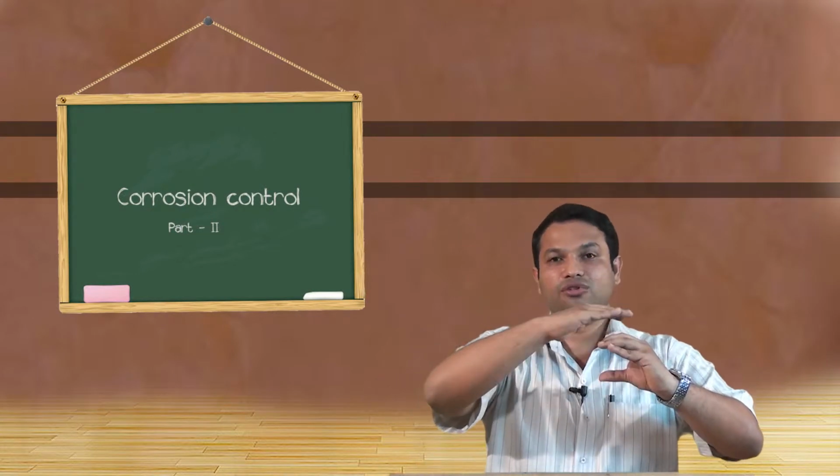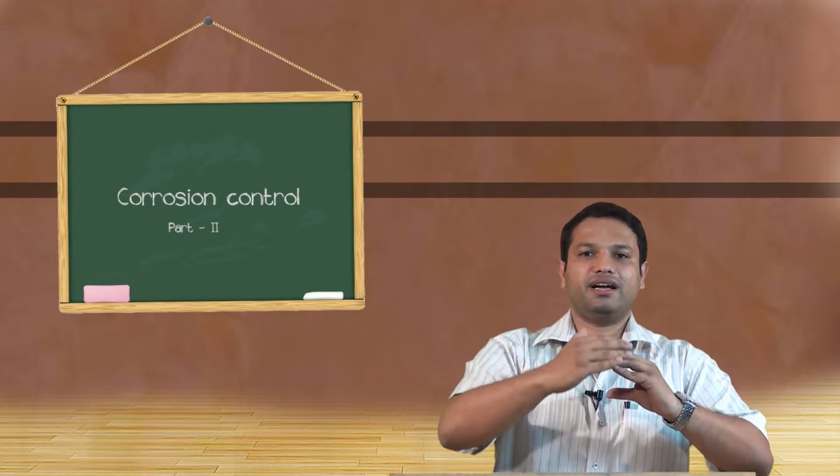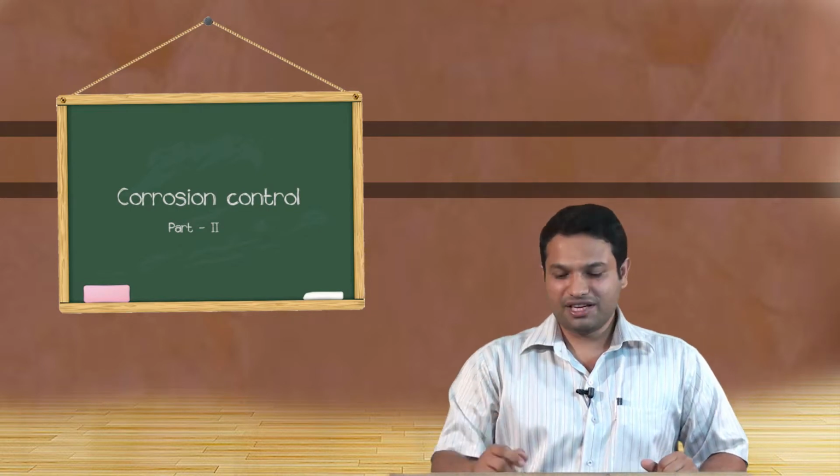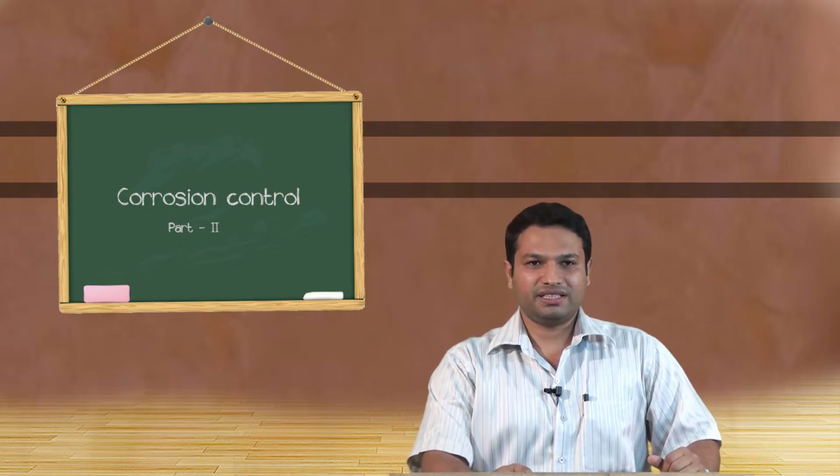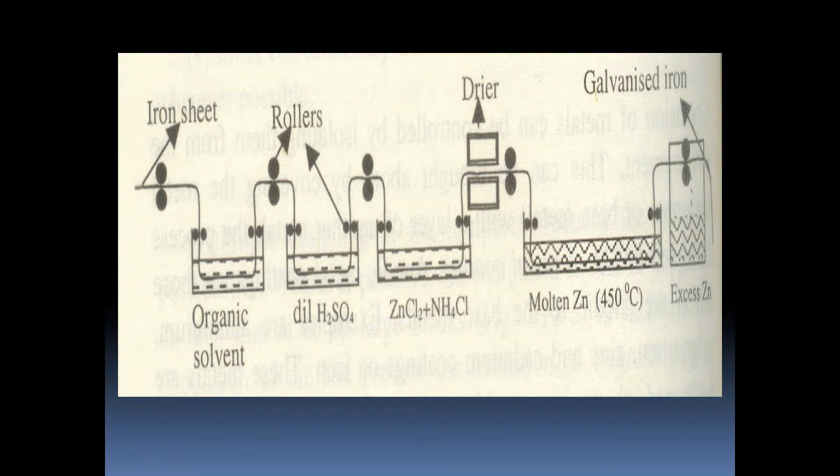The anode is what I am going to coat, that's why it is called anodic metal coating, and it is also called galvanization. Let us take an example of how it is done. Here we take an iron sheet which has to be protected, and this sheet is passed into an organic solvent so that the impurities present on the iron sheet are removed. All organic matter like grease, fats, etc., adhered on the surface will be removed when you pass the sheet to the organic solvent.